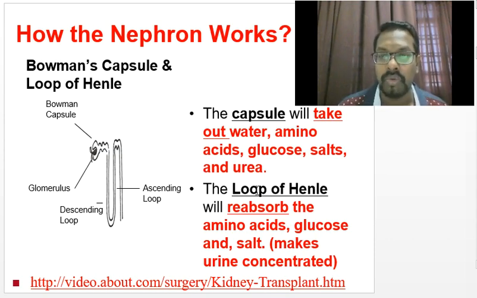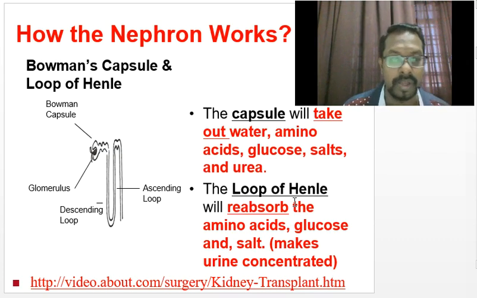Now the loop of Henle will reabsorb the amino acids, glucose, and salt, making the urine concentrated. So the capsule filters out the water and amino acids, and from there the loop of Henle reabsorbs the amino acids, glucose, and salt back, making the urine concentrated. These are the final product, which is going to be excreted out from our body.